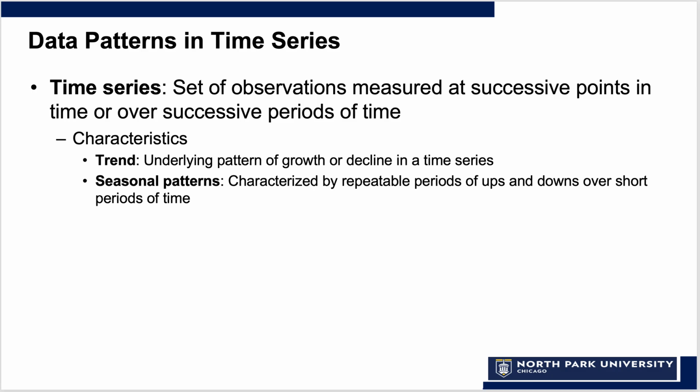Then you have seasonal patterns. Some products sell better in the summer and worse in the colder months. Some products sell better in the colder months and worse in the warmer months. Those are seasonal trends.